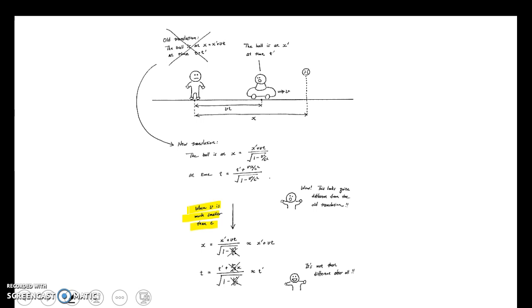So if v is really small, this v squared over c squared, and this vx over c squared all become really, really small numbers. The bottom gives a square root of 1. And what we end up getting is x is equal to x prime plus vt, and t is equal to t prime.